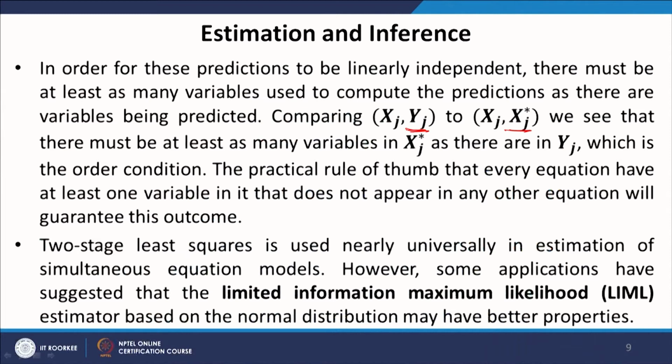Two-stage least squares is used nearly universally in the estimation of simultaneous equations models. However, some applications have suggested that the limited information maximum likelihood estimator based on the normal distribution may have better properties. I am not going to discuss the limited information maximum likelihood technique here in detail, because that is outside the scope of this course. This is a basic course. Instead, I just discuss certain properties of the LIML, that is, the limited information maximum likelihood method.